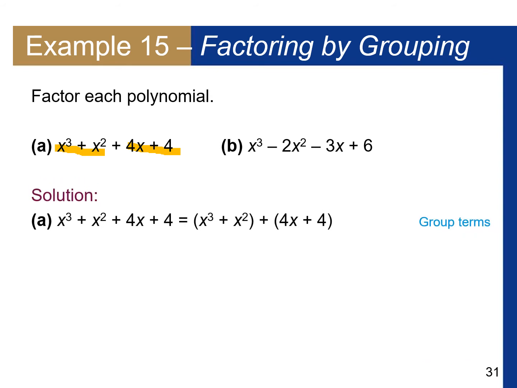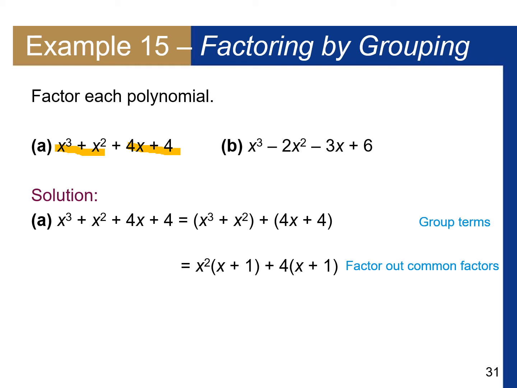All right, here's the first one. They grouped them together with parentheses. That's all they did here, was put these two in parentheses and these two in parentheses. And then you ask yourself, what is the same in both of these terms? And the answer to that is x squared. So you factor the x squared out of the first two terms.